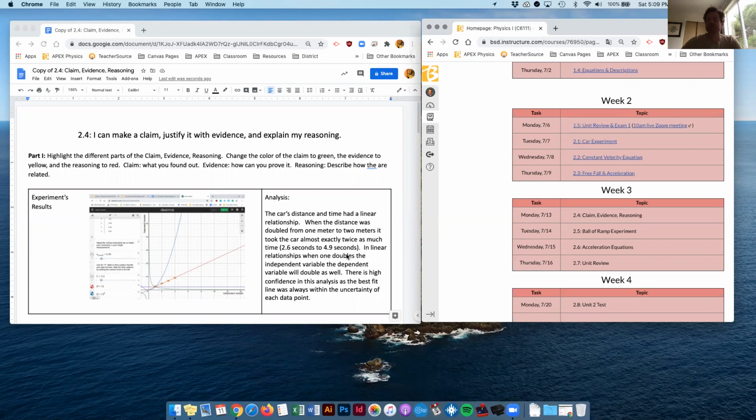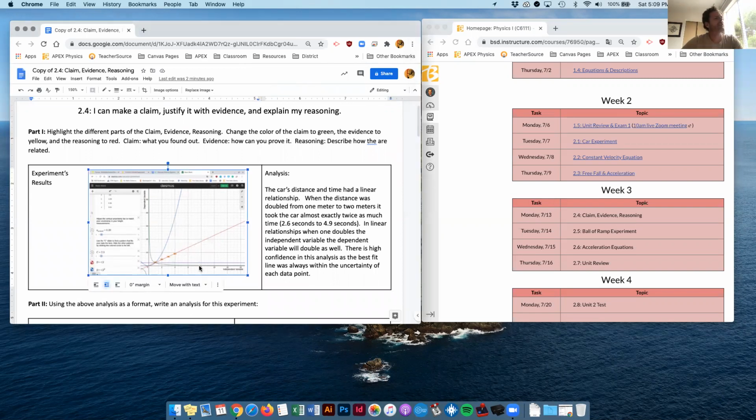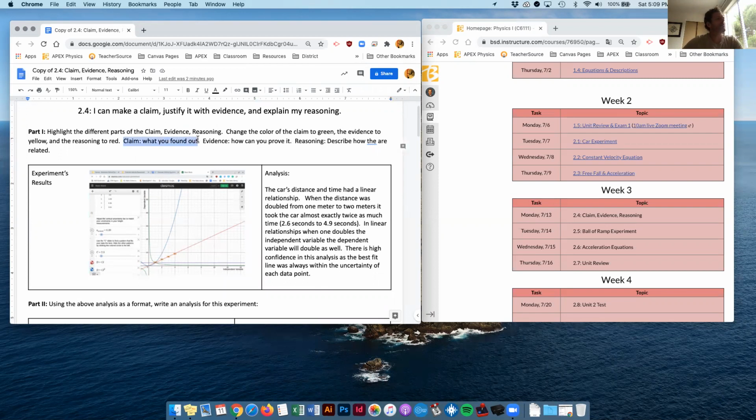This is kind of how I would like you to write analysis for the different experiments that you'll be doing in this class. Okay, so the first one we're going to do is actually a review of the last experiment that we talked about. All right, and we're talking about claim evidence reasoning. So in physics, the claim is going to be what relationship you found that there was. The evidence is how you can prove it, and that should be numbers from your experiment, and the reasoning is kind of relating these two.